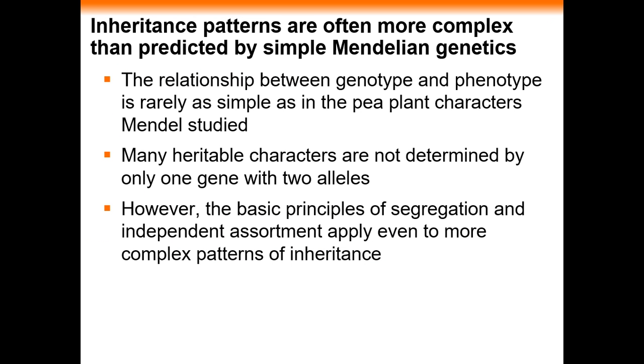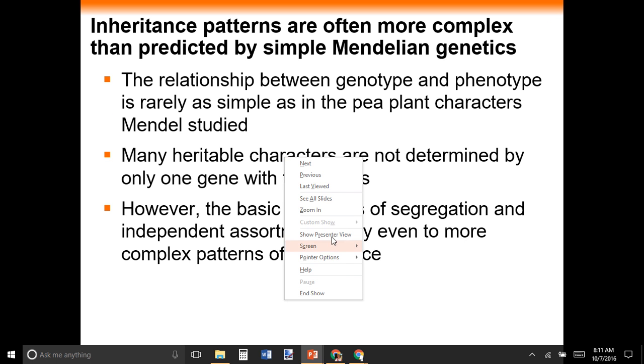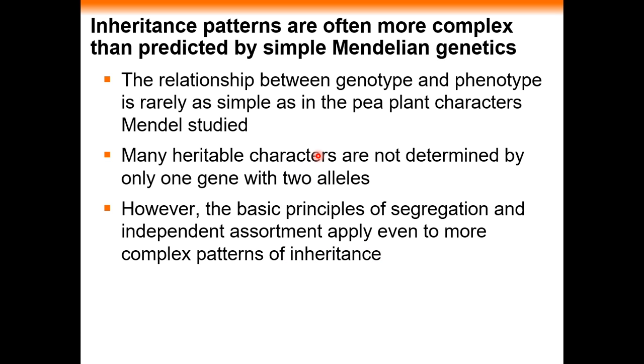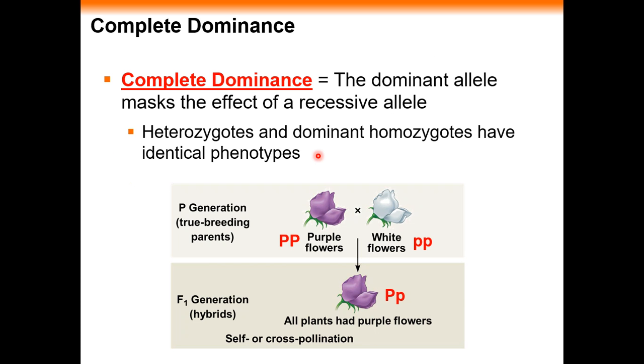So now we'll get into the new spot where, well, Mendel said all these things happen, but the reality is it's not always as simple as he made it, right? Many heritable characters are not determined by only one gene. A lot of times there are multiple genes that play a role, and different genes do different things. So it's not always as easy as he described, like we've said. So here's a picture of that.